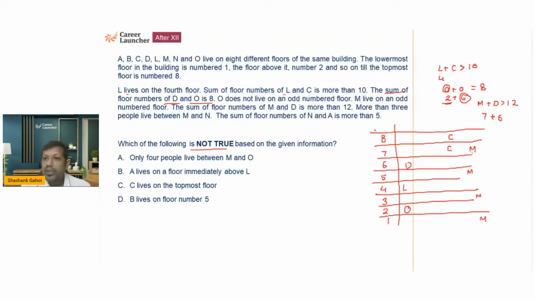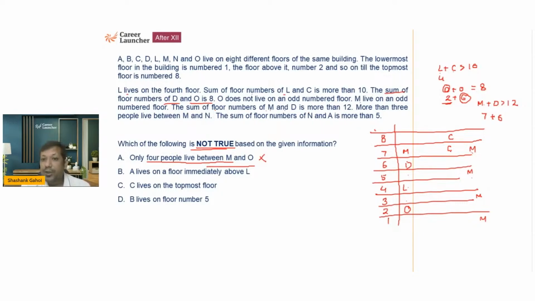Now, the next one, if I say M is 5, so 5 plus 6 is no. So M cannot be 5, M cannot be 3, M cannot be 1. So M has only one possible arrangement, that is this. Now I'm going to read the first option. Only 4 people live between M and O. So 1, 2, 3, 4. Yes. So this statement is right, but we are looking for not true, so false.